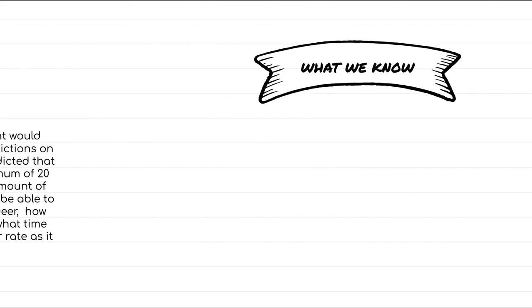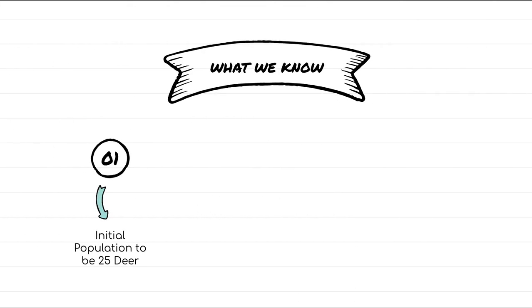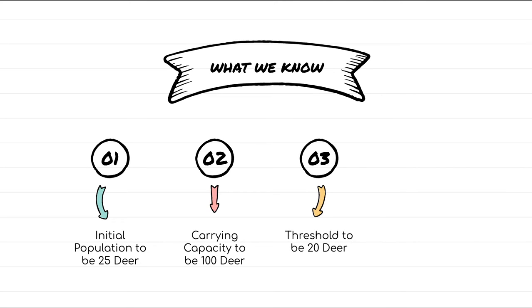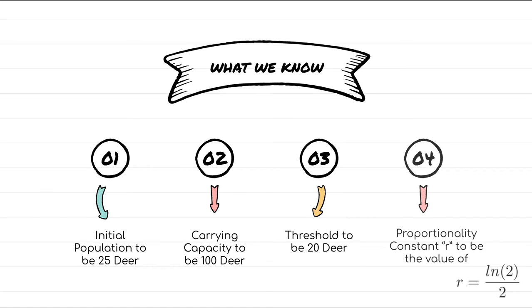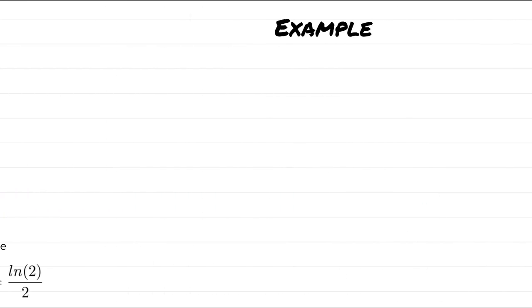Okay. Now, what I'm going to do is list off what we know here first. We know that we have an initial population of 25 deer. We know the carrying capacity to be 100 deer. We know that there is a threshold of 20 deer that need to be present in order for the population to survive. And we know the proportionality constant r to be the natural logarithm of 2 over 2, which just comes from the standard exponential growth model, since it said they would double in size if there were no restrictions on the environment at all. Okay, so that's going to be the value we use for r.